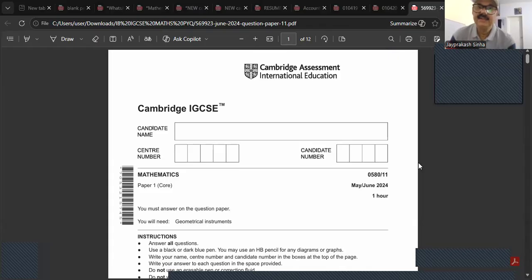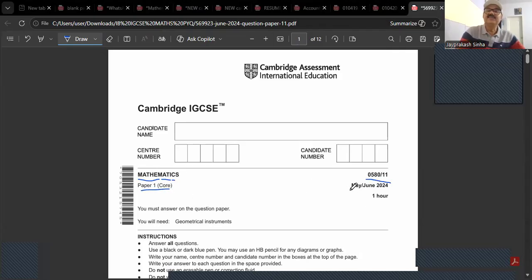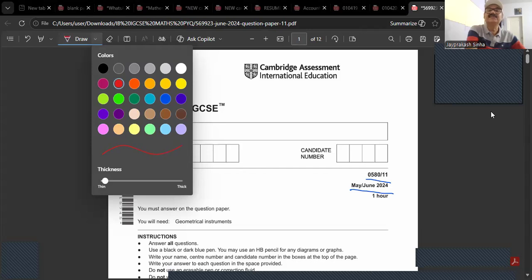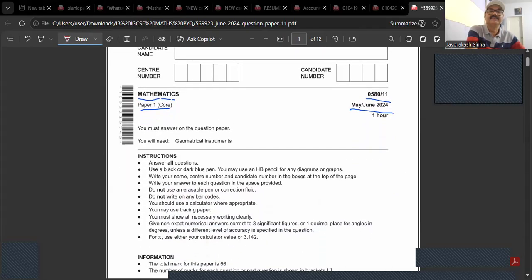Hello friends, in this class we are going to solve a previous year question paper, PYQ. This is Mathematics code 0580/11, Paper 1, May June 2024. Time is 1 hour, so we are going to solve the whole paper. This is Cambridge Assessment International Education, Cambridge IGCSE 0580/11.